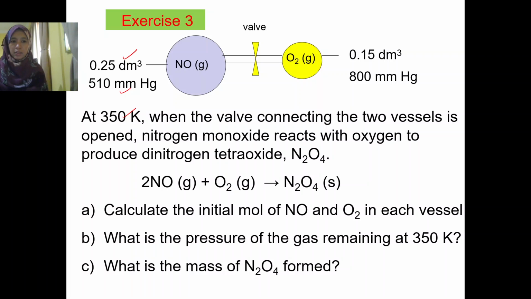Okay, and the second question, what is the pressure of the remaining gas? Okay, so after react, kita akan ada salah satu ni akan jadi limiting reactant. So kita perlu determine which one is limiting, NO or O2. So gas yang remaining tu kita akan calculate the pressure. Okay, and what is the mass of N2O4 form? So N2O4 product, so product form will determine by limiting reactant. So kita akan determine siapa limiting reactant, so yang itulah yang akan produce how many N2O4.